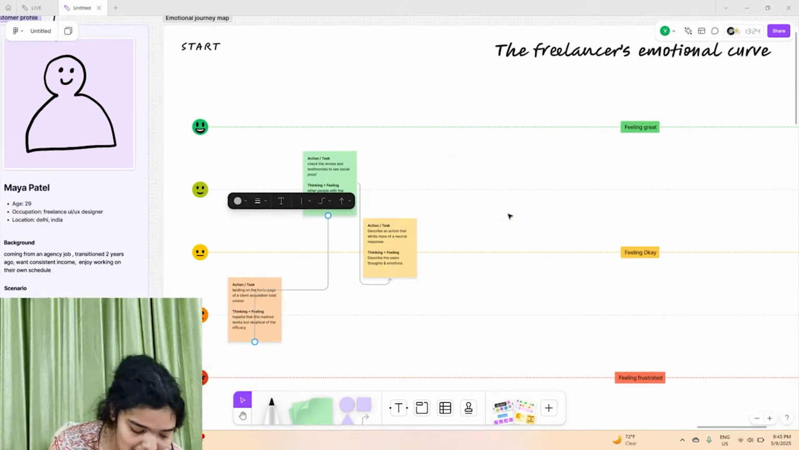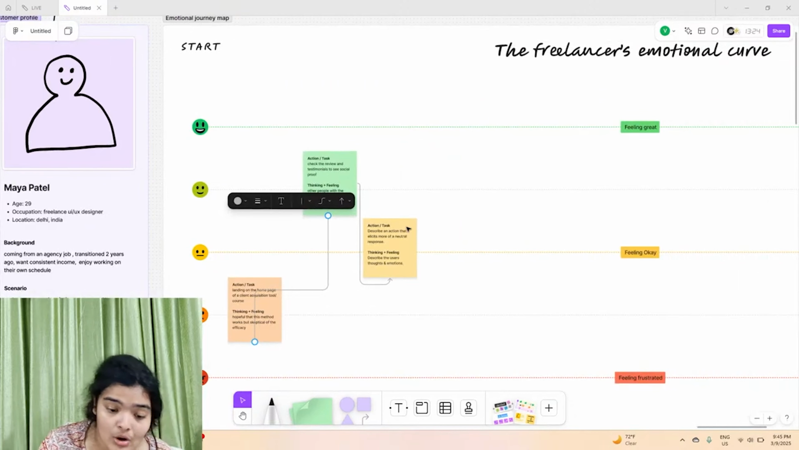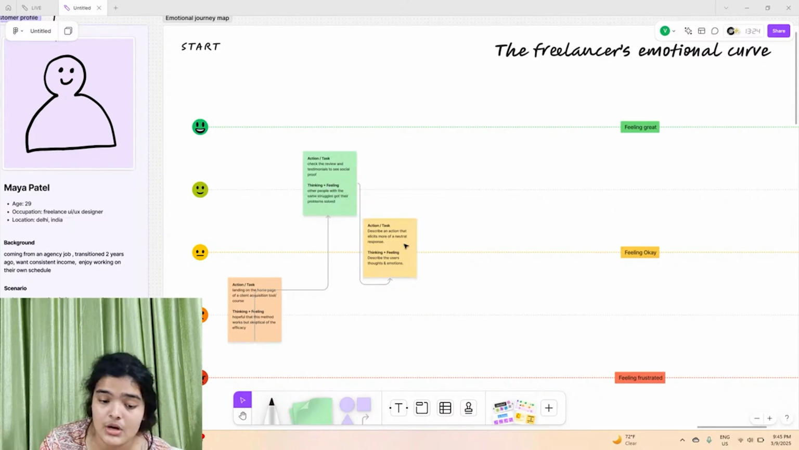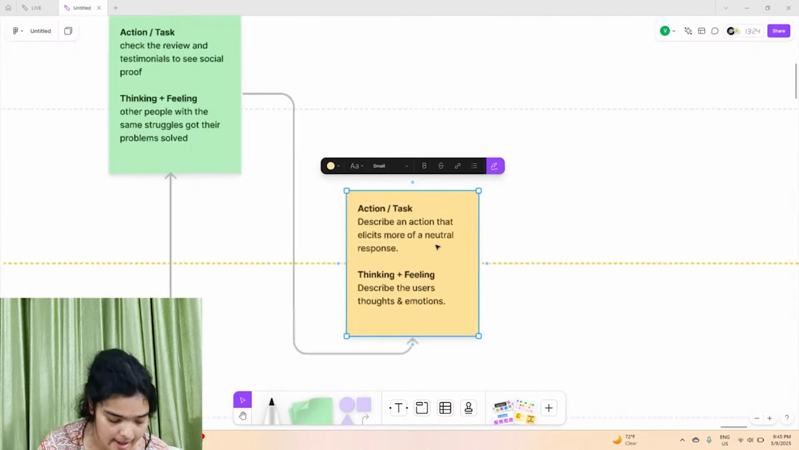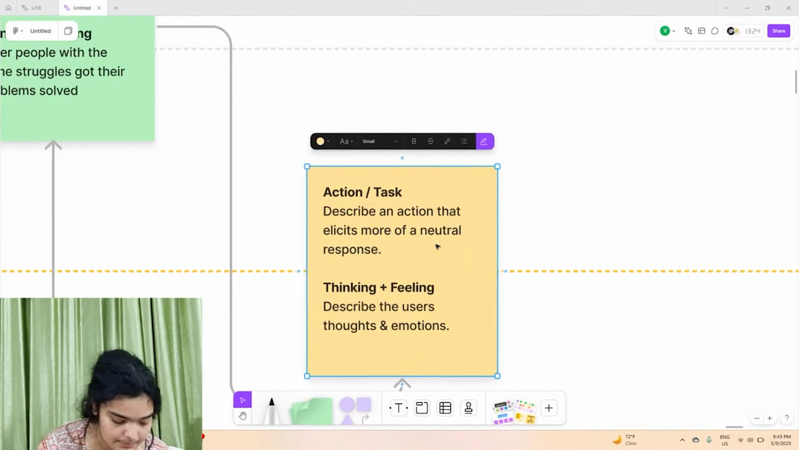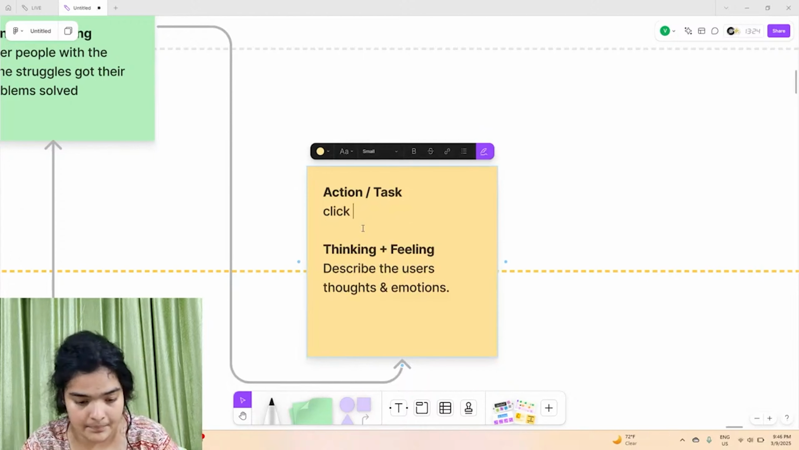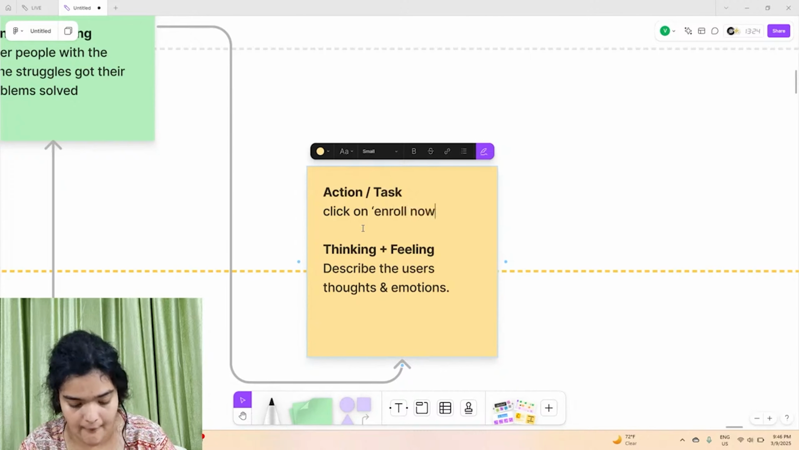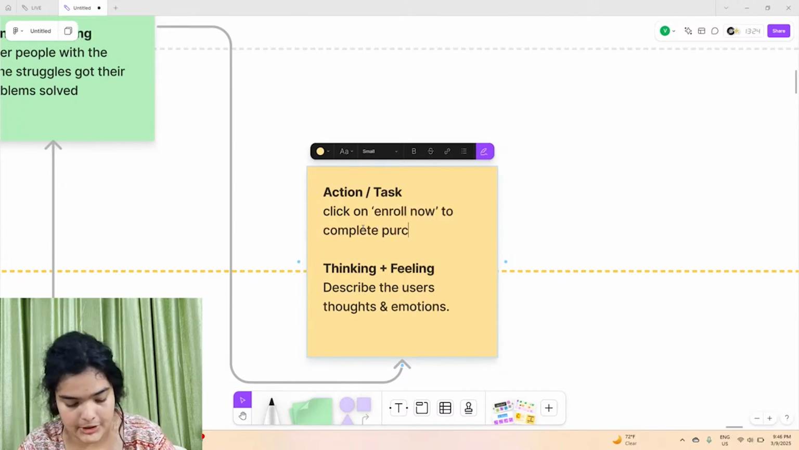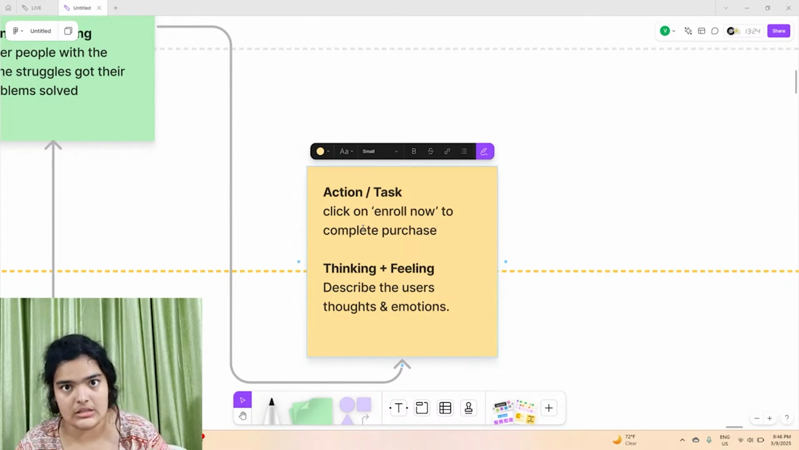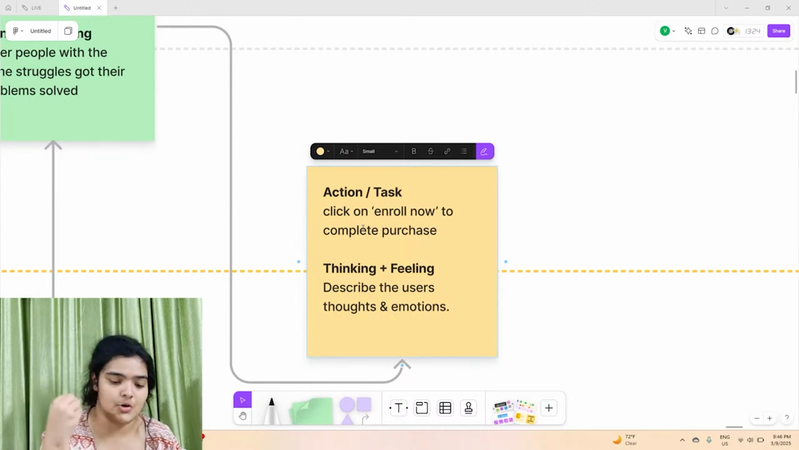Right? And now that you have this person hopeful and excited, what's the next action or task that they're going to do? They're going to click on the enroll now button to fill out the payment details and complete the purchase. Now they're going to click on enroll now to complete purchase. This is what we want as the designer, as the developer of this product or service.